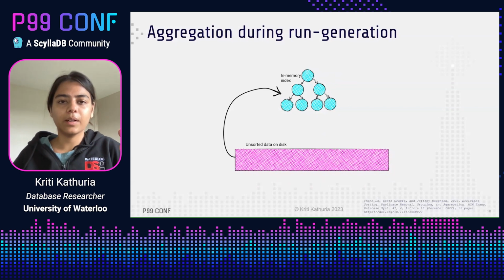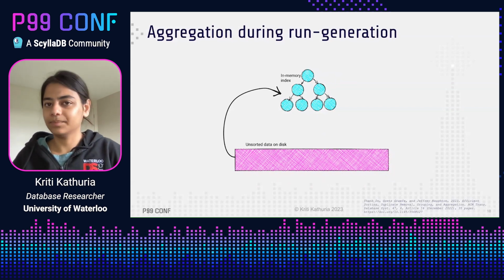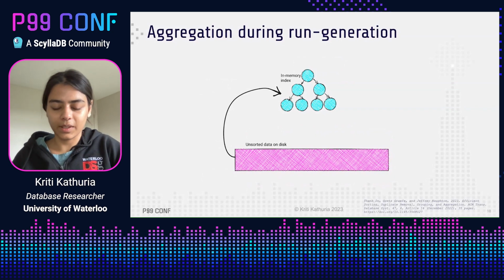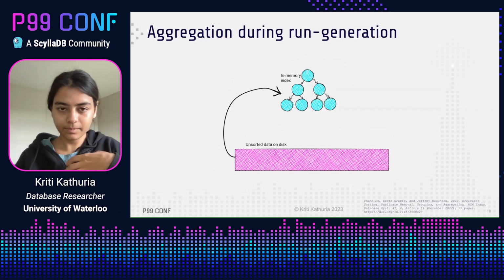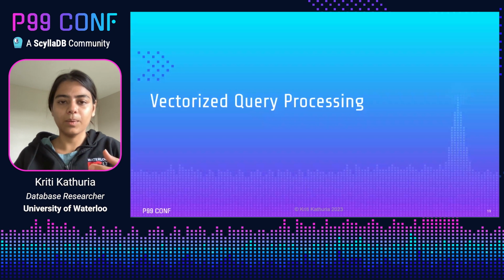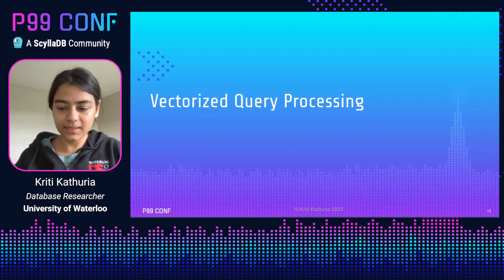Obviously, if the cardinality of your grouping column is very high, then you might be doing a lot of disk accesses. But this is the whole idea of designing an algorithm so as to minimize your disk accesses. The next technique is also about how we can optimize disk accesses.